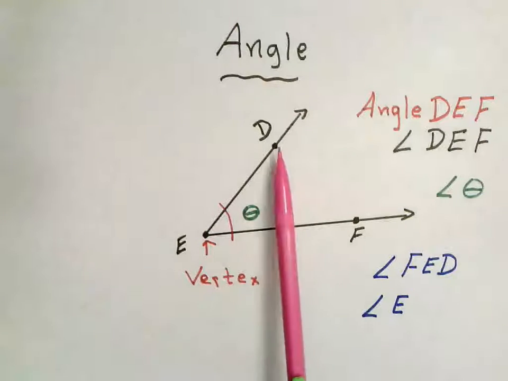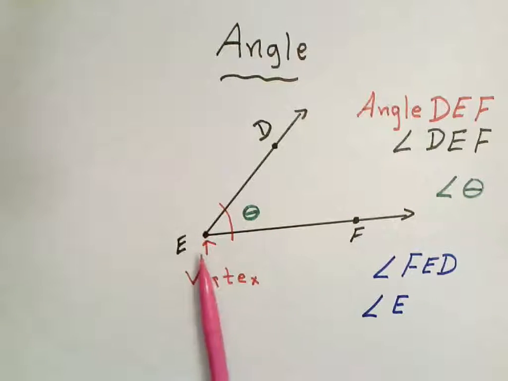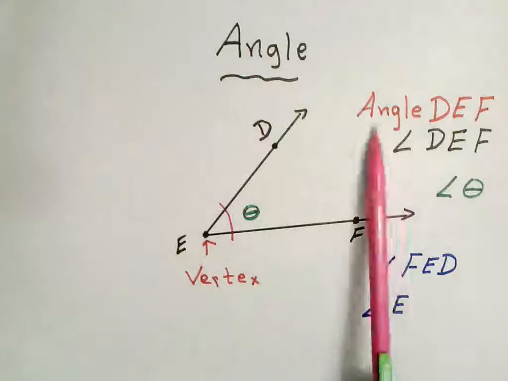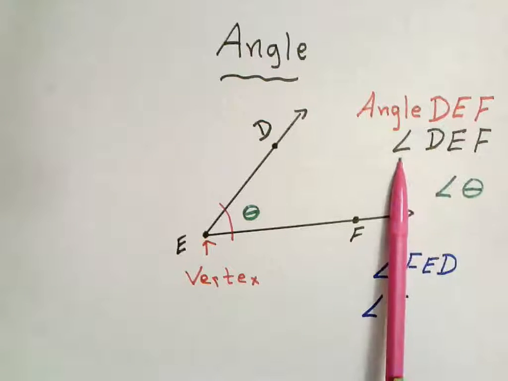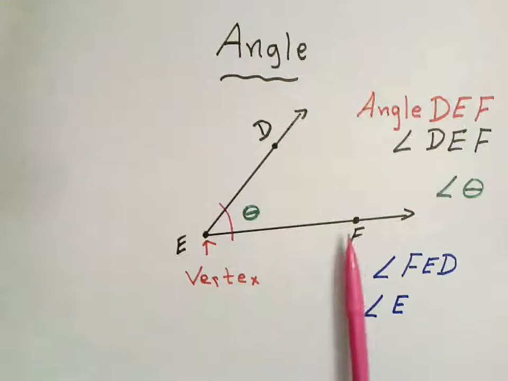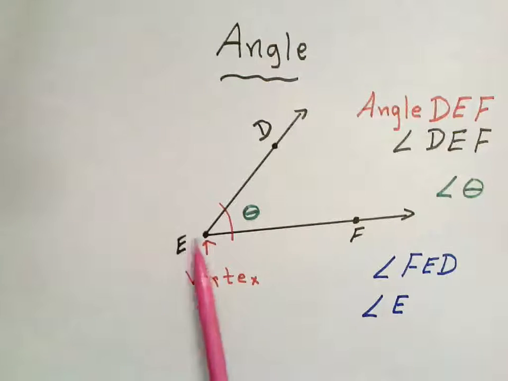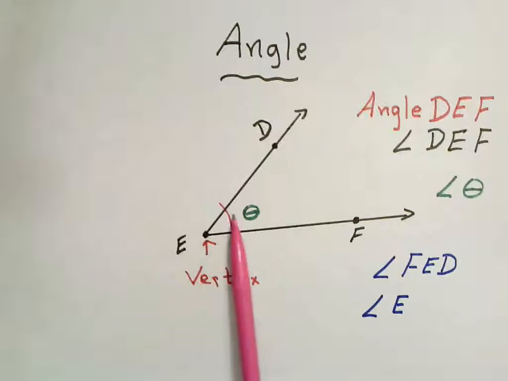So this is angle DEF, and notice that the vertex E is in the middle, angle DEF, or the symbol. Or we could call it angle FED, but the vertex you see is still in the middle. Or, since there's no confusion about the angle, we could just call it angle E. Or we could call it angle theta. Here I'm using the Greek symbol theta for angle.